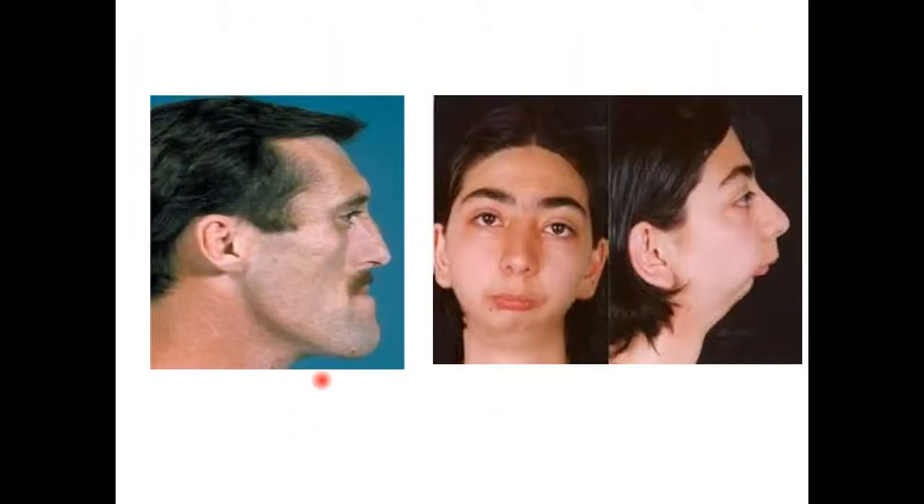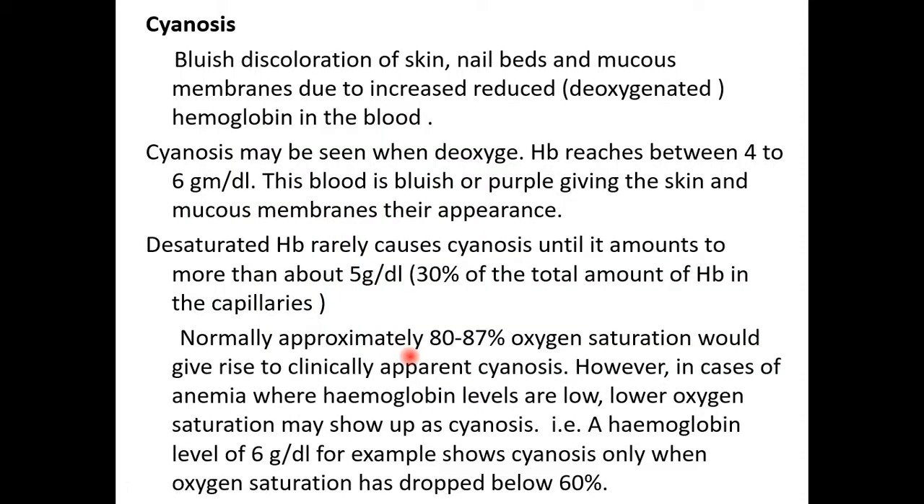This is enlargement of the tongue, and protrusion of the lower jaw. We call it macrognathia in patients with acromegaly, and this of course is the opposite of micrognathia. Macro and micro. Cyanosis. What is cyanosis?